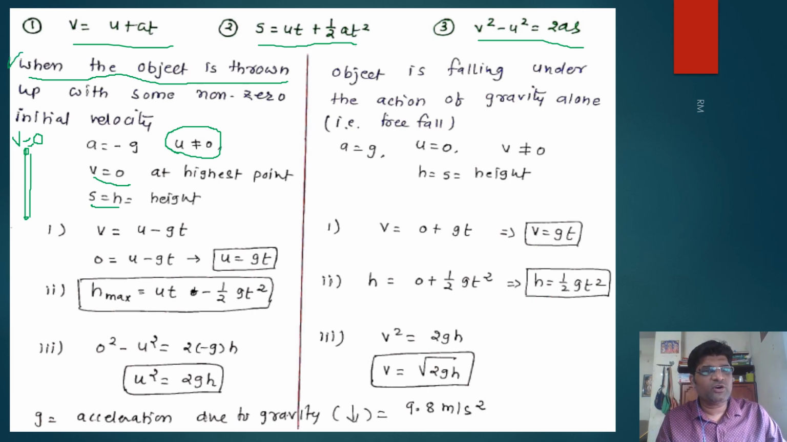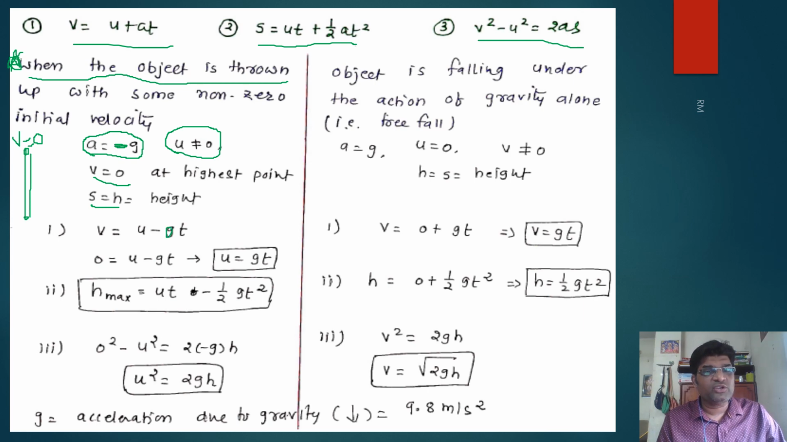The first motion is when the object is thrown up with some initial velocity. In this case, while the object is going up, its speed is decreasing. If speed is decreasing, that motion is a retarded motion. It is negatively accelerated. So acceleration is replaced by minus g. g here is the acceleration due to gravity. So the first equation becomes v is equal to u minus gt. a is replaced by minus g.